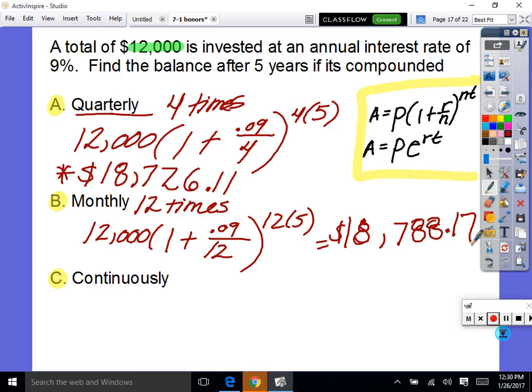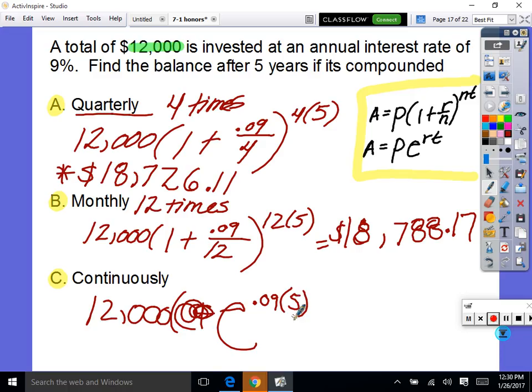Which is interesting, right? Because this was 4 times a year, this was 12. Does that make sense? And it's not a huge difference. We could talk about why later. We just don't have time now. So we have 12,000 times 1. Actually, we should be using PERT, correct? Yes. Continuously. So put down amount is 12,000. Then our factor should be E. Sorry, that should just be E right next to it. Our rate is 0.09 and then T is 5.